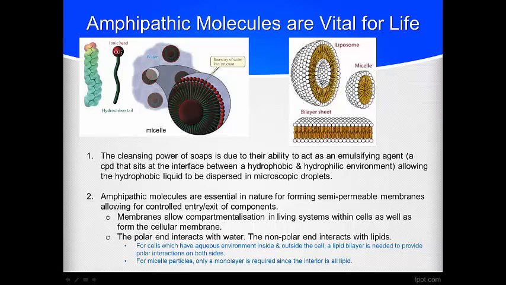So membranes allow compartmentalization in living systems within cells, as well as form the cellular membrane. So the polar ends can interact with water, and the non-polar ends can interact with lipids. Okay, so for cells which have aqueous environments inside and outside, a lipid bilayer is needed. Okay, so we can have polar on the outside and polar on the inside. For lipid particles, only a monolayer is required since the interior is all lipid.